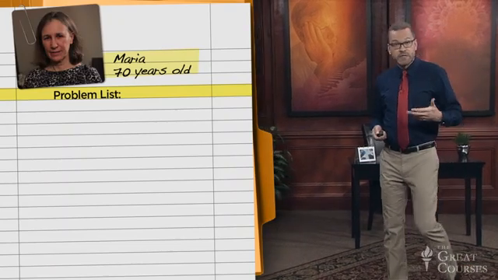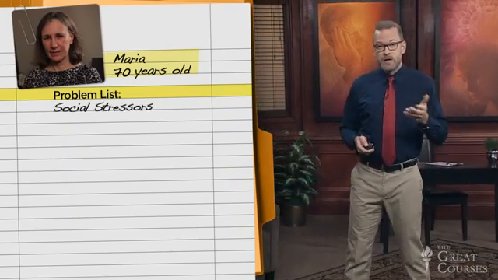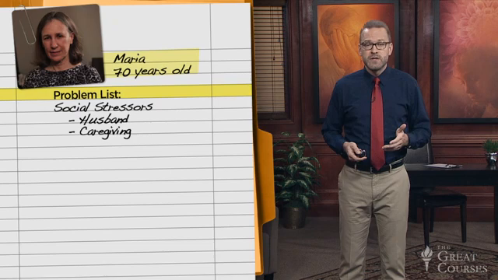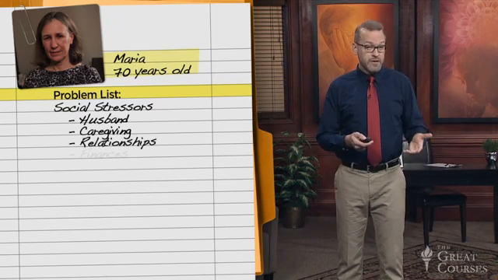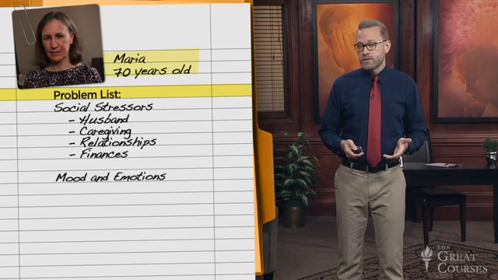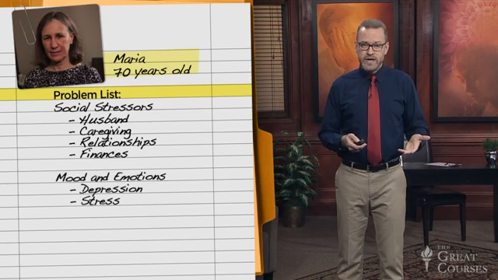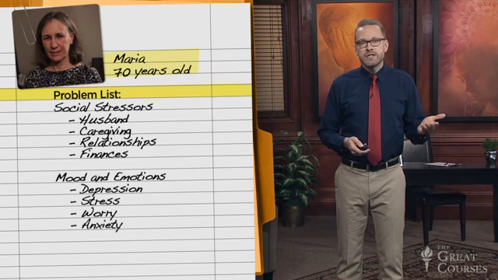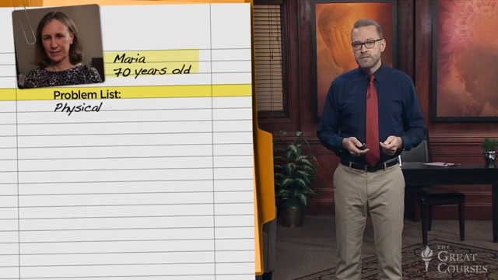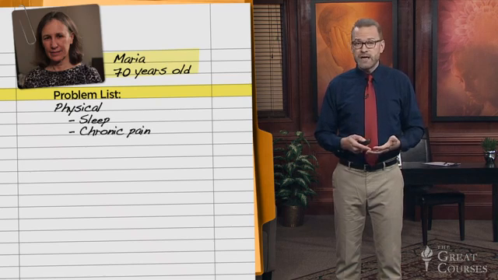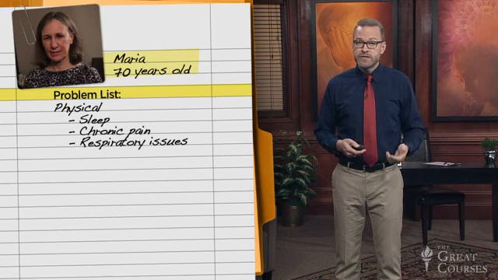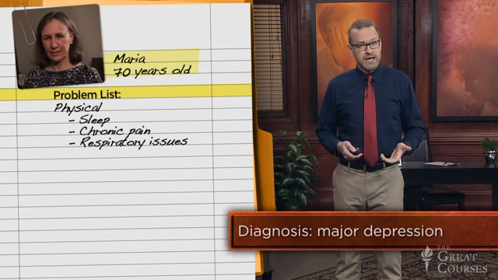For our case of Maria, her problem list would include things like her social stressors, her husband or caregiving for her husband, her relationship with her daughters and friends and maintaining that relationship, maybe her finances. Mood and emotional problems would include depression, stress, worry, and anxiety. And she's mentioned a couple of different physical symptoms, her difficulty with sleep, her chronic pain, especially from her osteoarthritis, and she's having frequent upper respiratory tract infections. We know that her diagnosis is major or clinical depression.